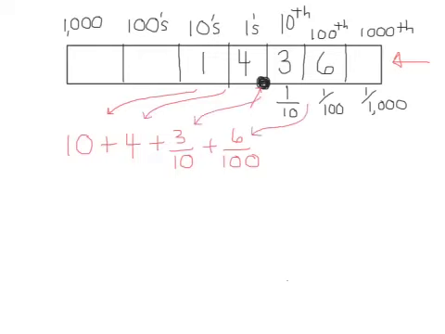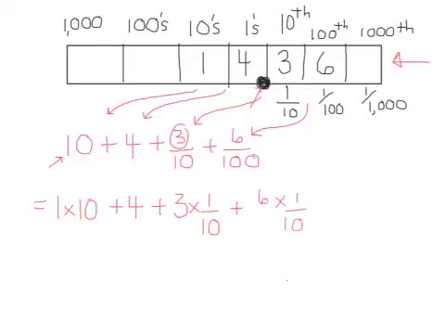Okay, so then I take it and I multiply it by the value that it's in. So this is a 1 times 10. This is my 4 in the ones place. This is my 3 times the value of 1/10, and my 6 times the value of 1/100th. So this is how we would write it in expanded form. We don't need any exponents for these. We don't have any large numbers. So my final answer is this.